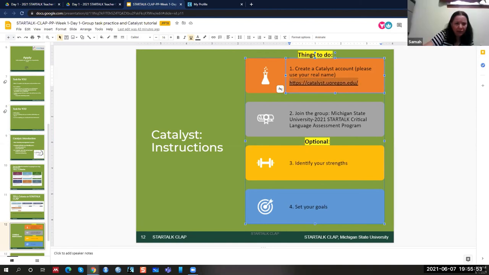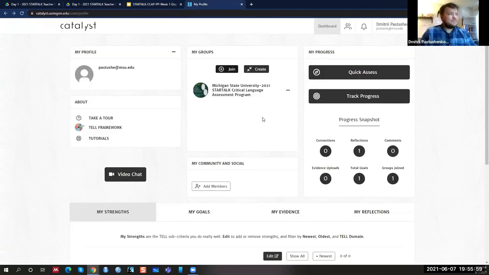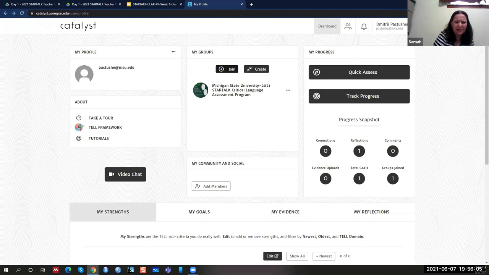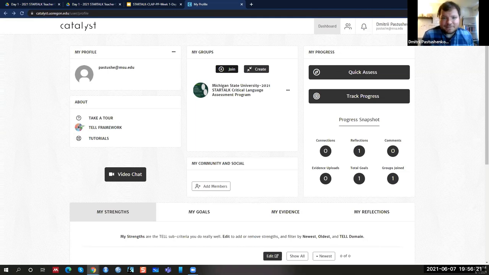So I'm trying to click on join under my groups, and it doesn't ask me about any access code or anything. I think first of all you need to type in Michigan State. That's the first thing you need to find. You need to find the group first and then type in the access code. I think this is how it works. Did it work this way for others?